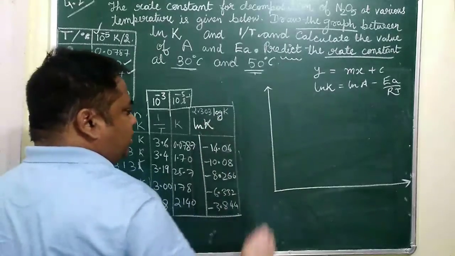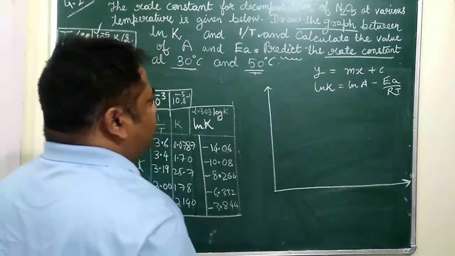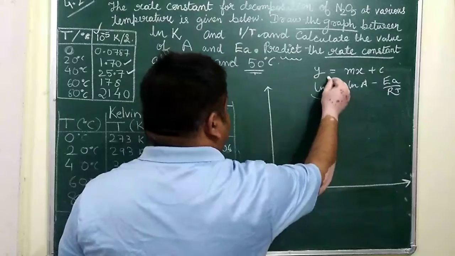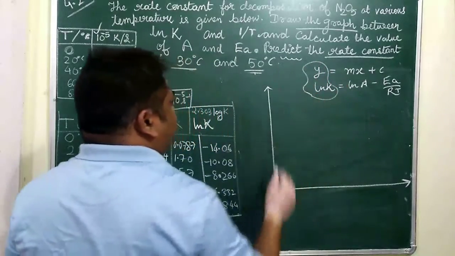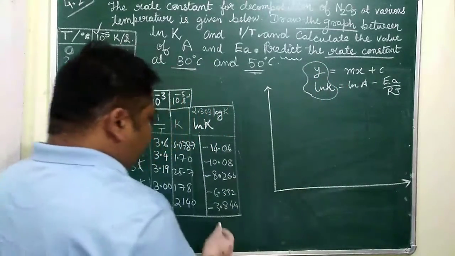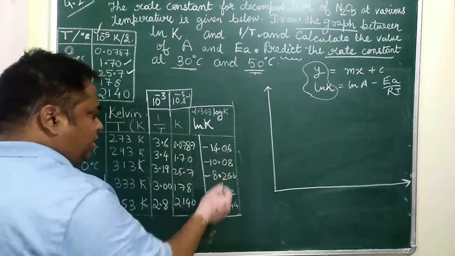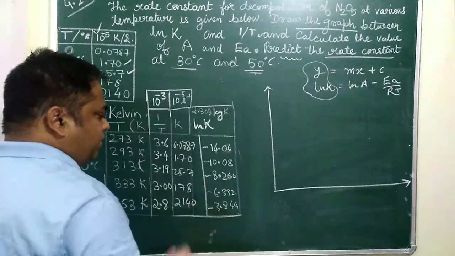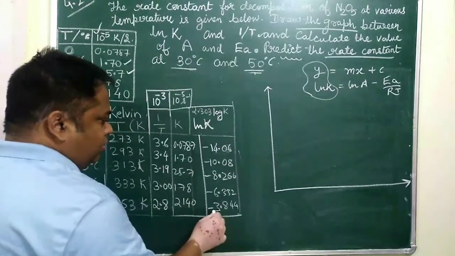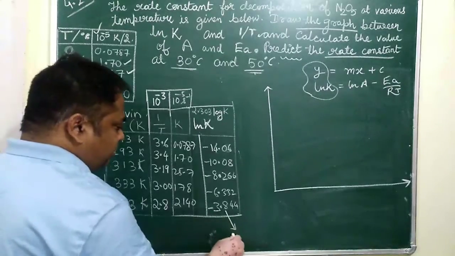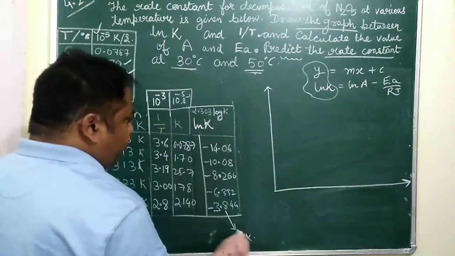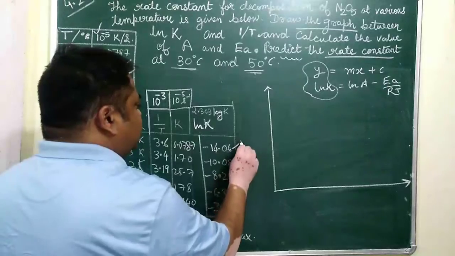Now how to set these values in the coordinates? If I take ln k as the y-axis, I see that all of these are negative values. Now which is the maximum one? So minus 3 point something is the maximum and minus 14 is the minimum.